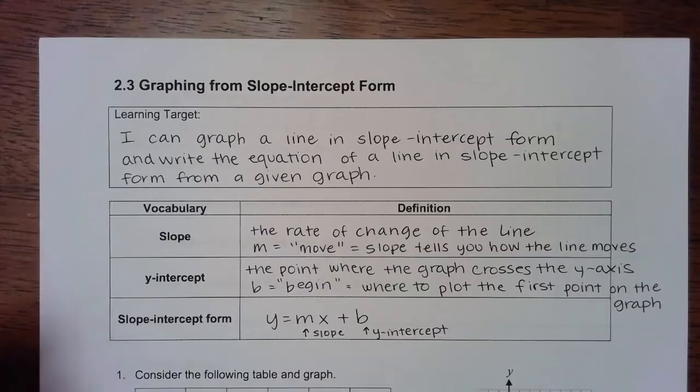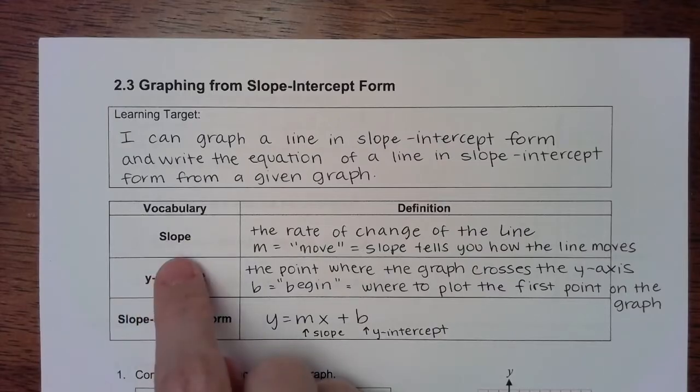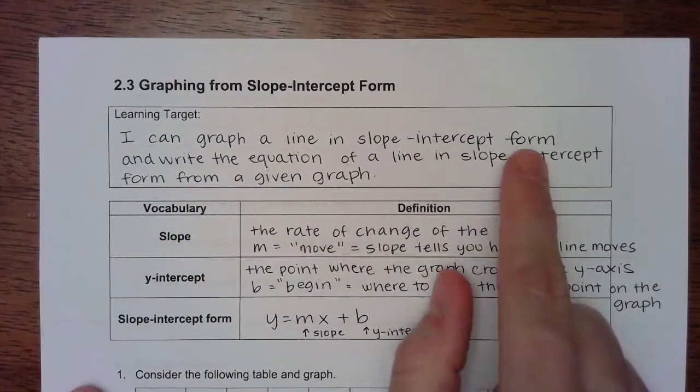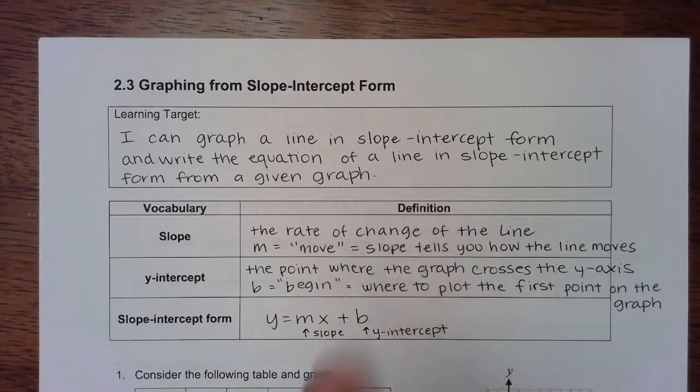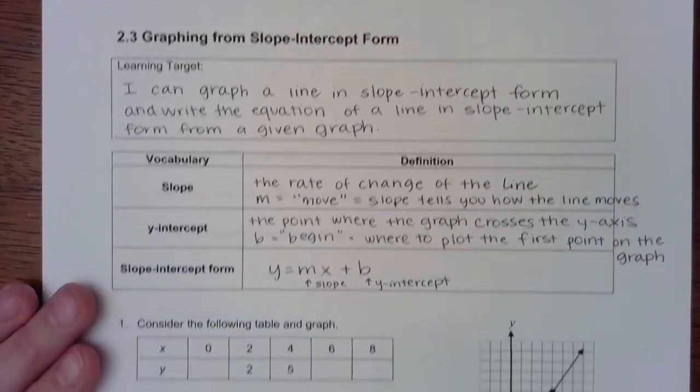Alright, so the notes for today are on section 2.3, which is graphing from slope-intercept form. Go on ahead and write down the learning target on your paper. By the end of the day today, your job is to be able to graph a line in slope-intercept form. So that's one thing that we're going to practice. And then the other thing is we're going to write the equation of a line in slope-intercept form from a given graph. So we're going to be practicing both of those things.